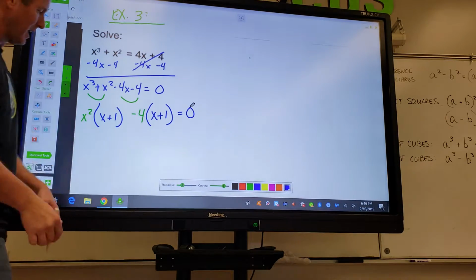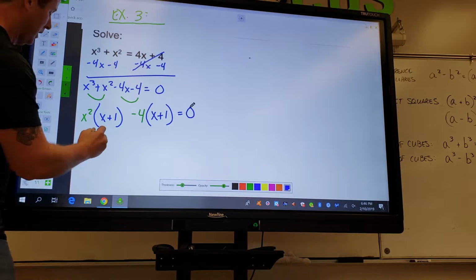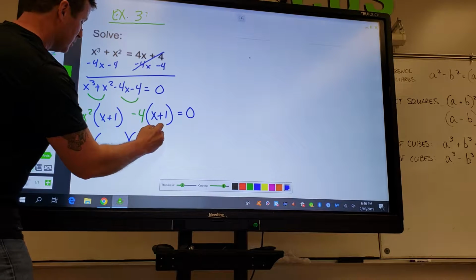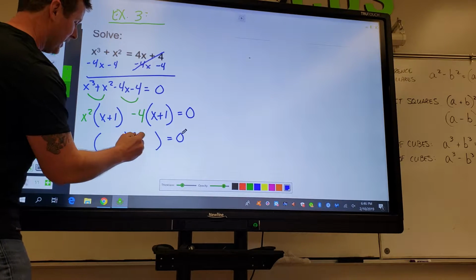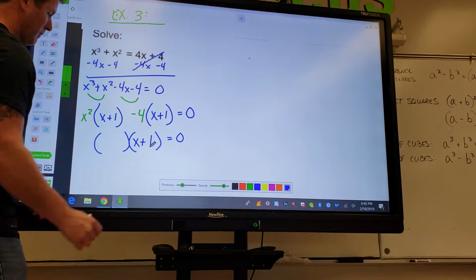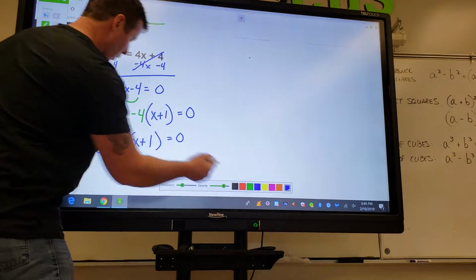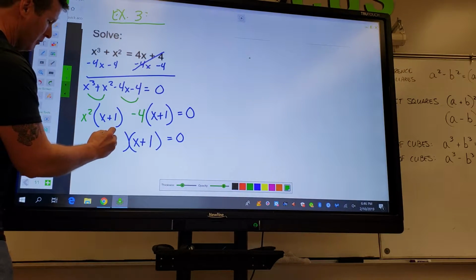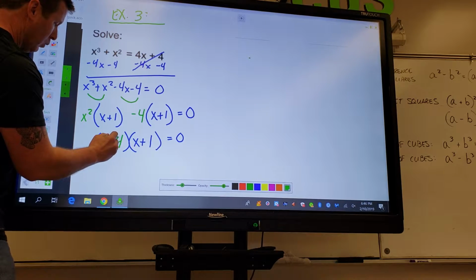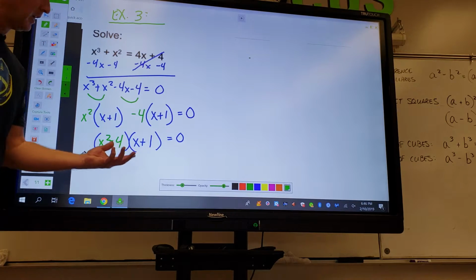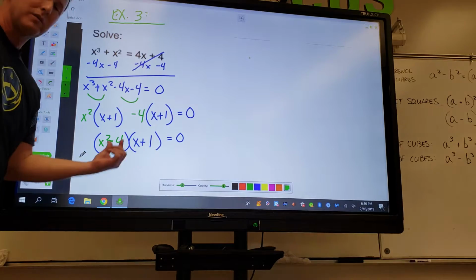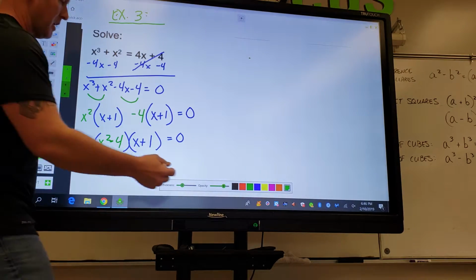When I do this technique, I need to see this common factor show up. Because when I do, that means I'm almost done. That means part of my answer is that common factor. And the other part is what's on the outside, this x squared minus 4. What am I going to do with these two factors? Simple. I'm going to set each one of these equal to 0 just like I did the other examples.